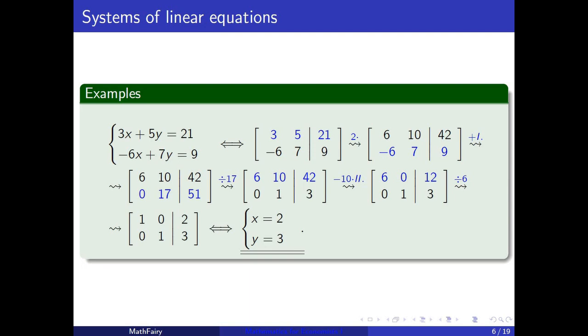So if we add the first row to the second row, we will have eliminated this negative 6. After doing that, the second row is 0, 17, 51, which lends itself to a division by 17, and therefore we can conclude that y must equal 3. And at this point, we can also eliminate the 10 above the 1 by subtracting 10 times the second equation from the first one. And finally, dividing the first row by 6 gives us that the solution is x equals 2, y equals 3.